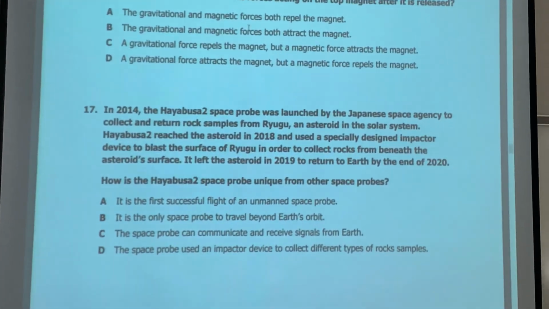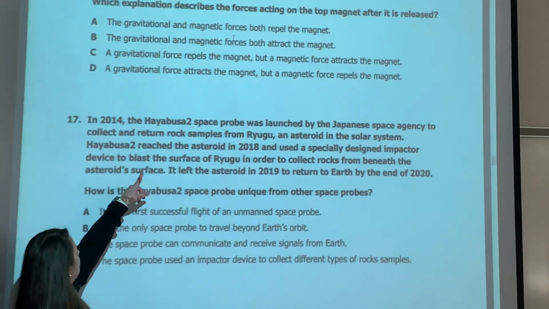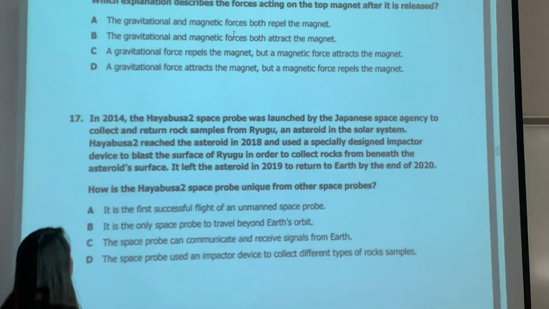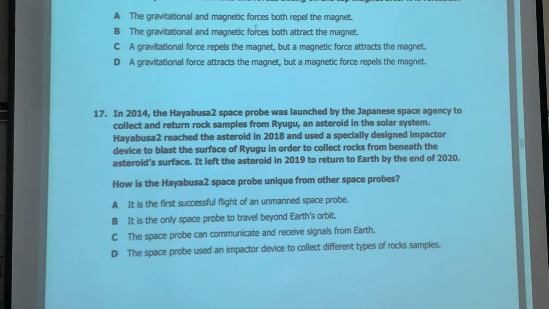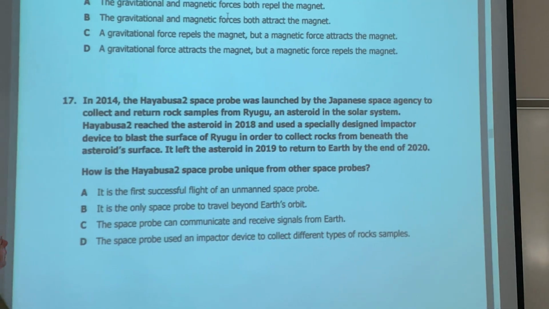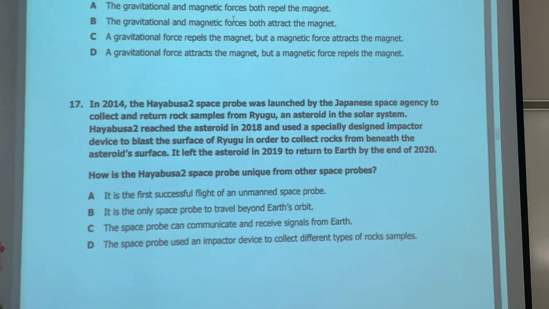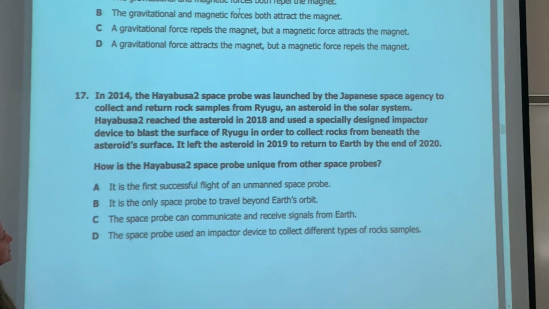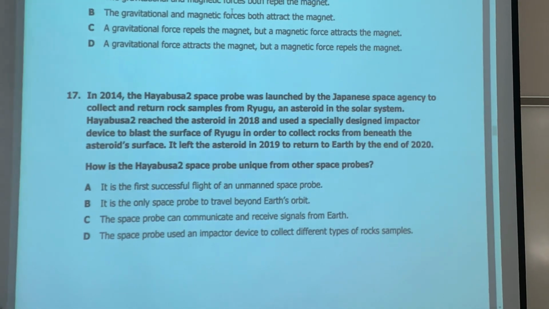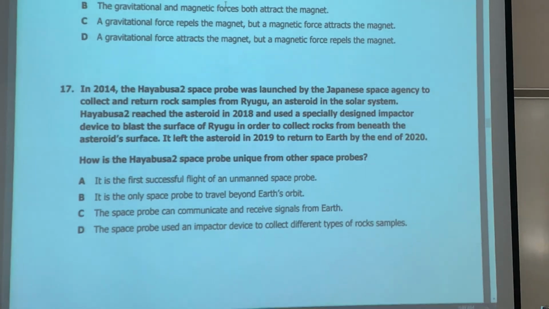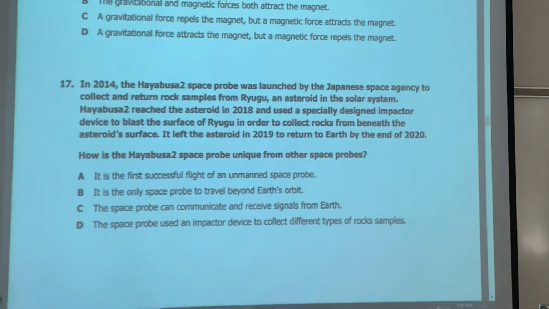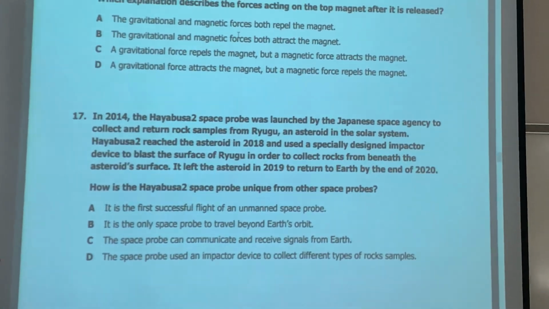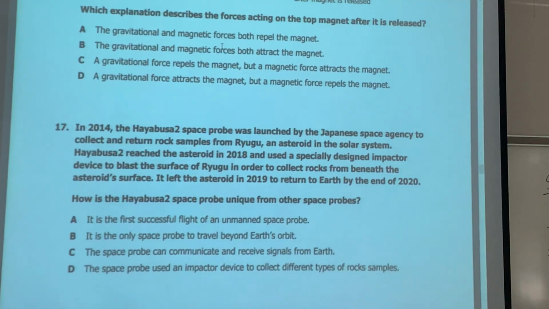In question 17, it says in 2014, the Hayabusa 2 space probe was launched by the Japanese Space Agency to collect and return rock samples from Ryugu, an asteroid in the solar system. Hayabusa 2 reached the asteroid in 2018 and used a specially designed impactor device to blast the surface of Ryugu in order to collect rocks from beneath the asteroid's surface. It left the asteroid in 2019 to return to Earth by the end of 2020.